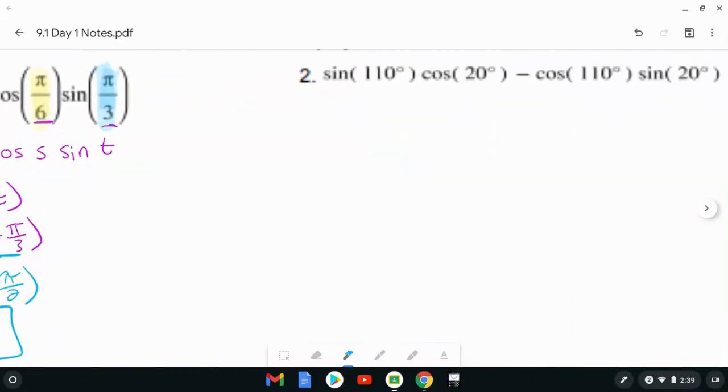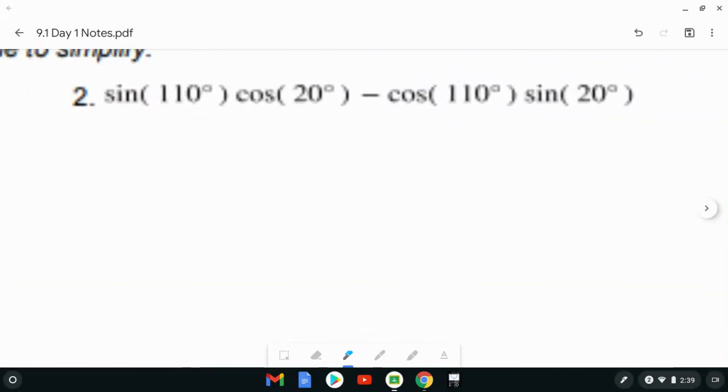A problem like number 2, you don't have that luxury of an option as much, because if you notice, 110 is not on our unit circle and 20 is not on our unit circle either. So again, for this one, you can't really find those exact values. Instead, we have to recognize what pattern is happening here.